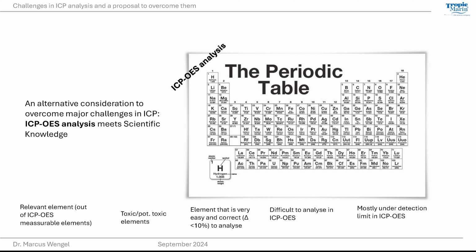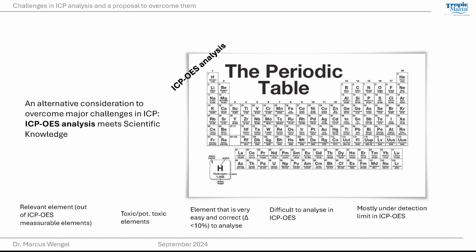So, maybe an alternative consideration to overcome major challenges in ICP. ICP-OES analysis needs scientific knowledge. On one side, ICP analysis. What do we want to know? We want to know the relevant elements concentrations in our tank. Relevant is magnesium, calcium, potassium. We need to know this. We also need to know the toxic elements, which concentrations still have toxic or potential toxic elements in our tanks. We need to know about this.